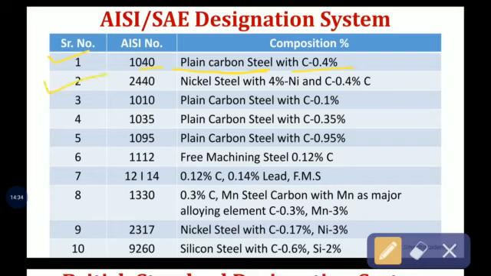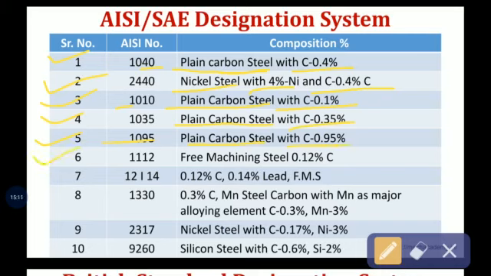The second example is 2440. Here 2 means nickel steel. The second digit 4 means 4% nickel, and dividing 40 by 100, you get 0.4% carbon. The third is again 10, which means plain carbon steel with carbon of 0.1%; dividing 10 by 100, you get 0.1%. The fourth is 1035, again plain carbon steel with carbon 0.35%. The fifth, 1095, plain carbon steel with carbon 0.95%.